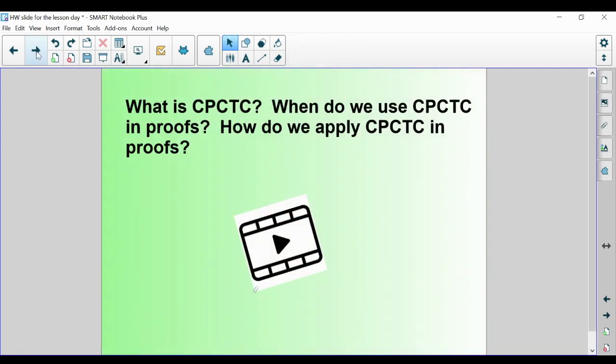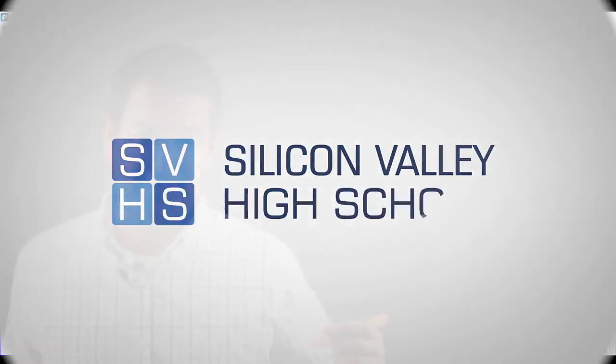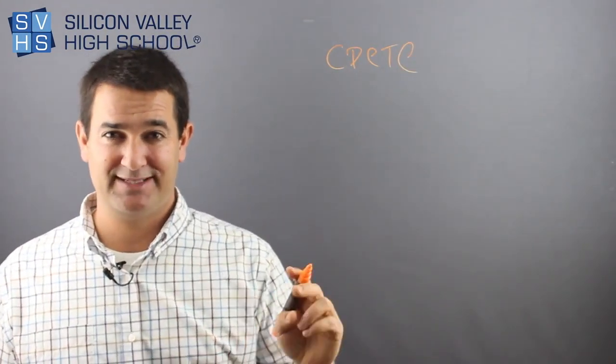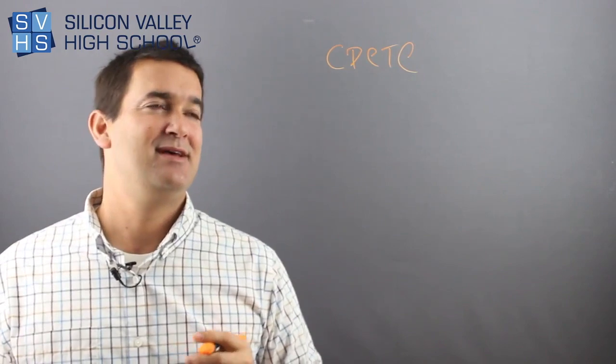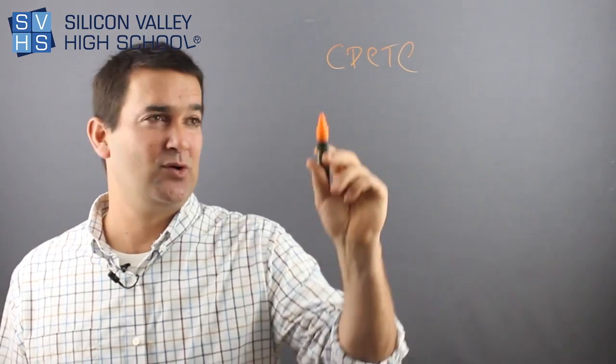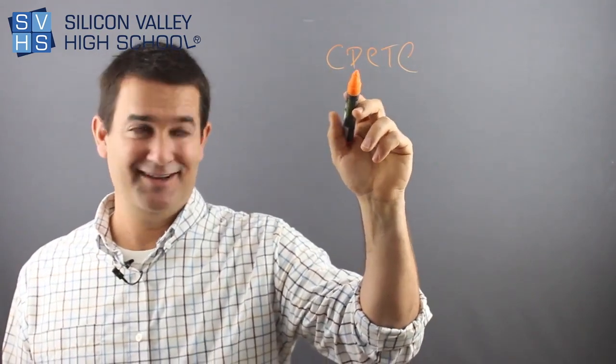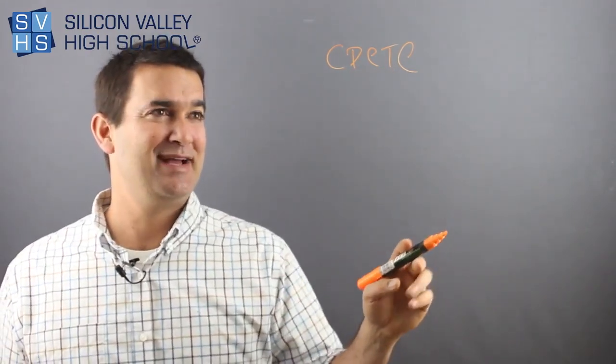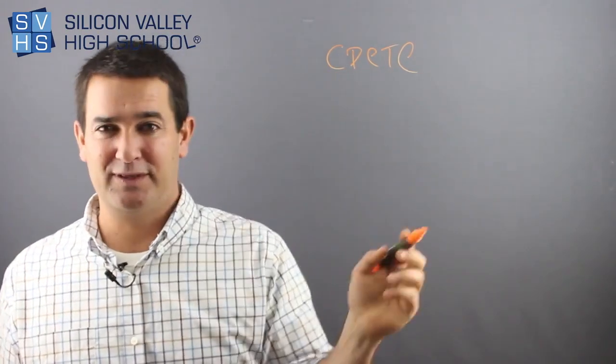What is CPCTC and when do you use CPCTC in proof? How do we apply CPCTC in proof? So watch this video. One of the most annoying things in geometry is this thing about CPCTC, because it's impossible to memorize that acronym unless you're a nerdy math teacher. But basically what it stands for is corresponding parts of congruent triangles are congruent, right? That's pretty annoying. But basically this is what they're talking about.